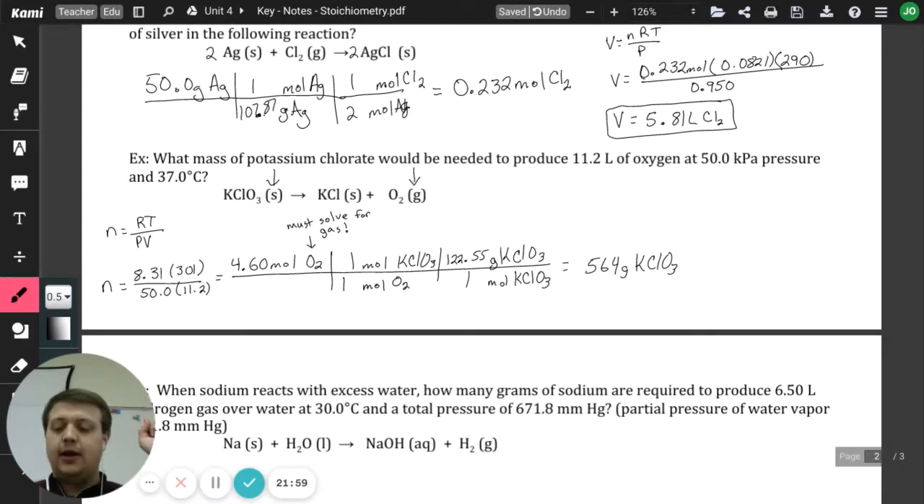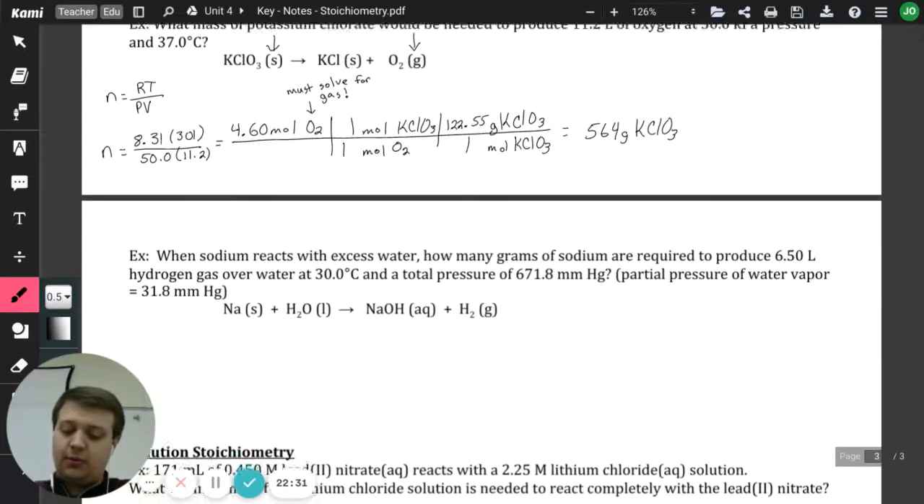So I have, again, PV equals nRT. I'm going to be solving for my number of moles, so n equals PV over RT. Plug that in, and I get 4.60 moles of oxygen gas. Again, I had to solve for oxygen because it is the only gas I have. Then I convert from moles of O2 into moles of KClO3, and then I convert from moles of that into grams of that. Solve it, and I end up with 564. All right, so that would be it for that problem.